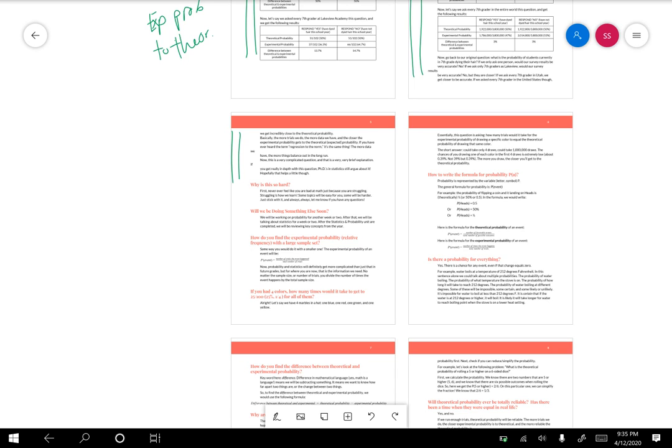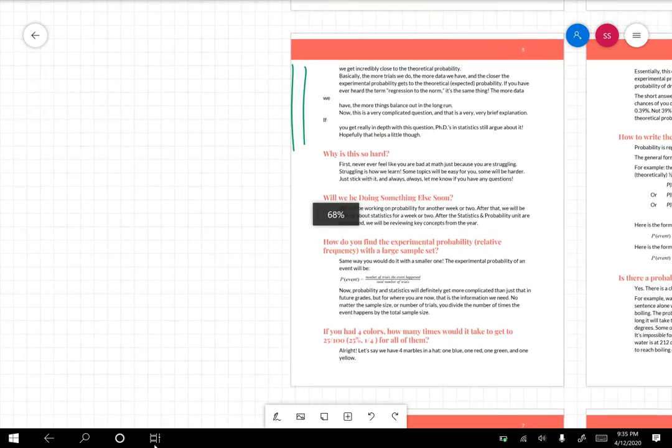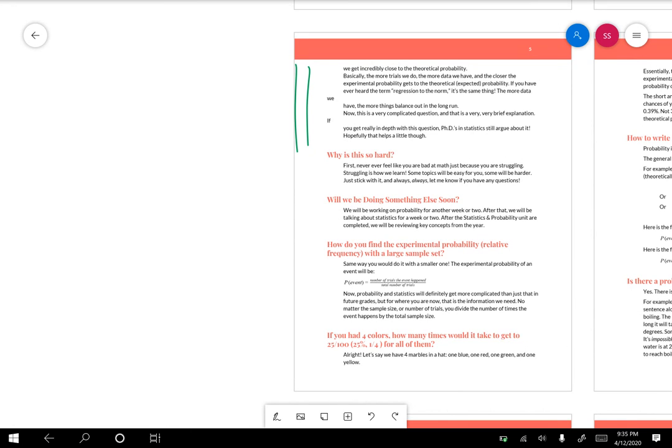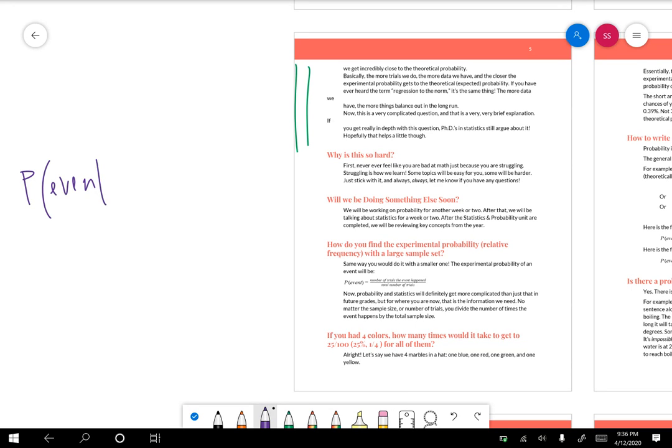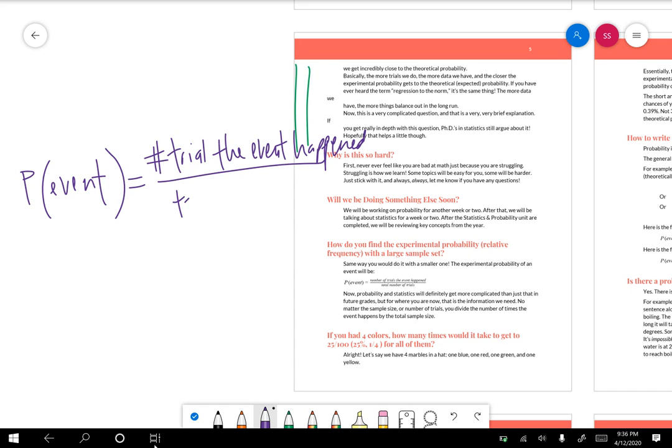Next question. How do you find the experimental probability or relative frequency with a large sample set? The easy answer for this is that it's the same way you would do it with a smaller sample set, right? So experimental probability will always be, let me use purple, I like purple, the probability of whatever event you're looking at will be the number of trials the event that you want happened, over the total number of trials. Okay.